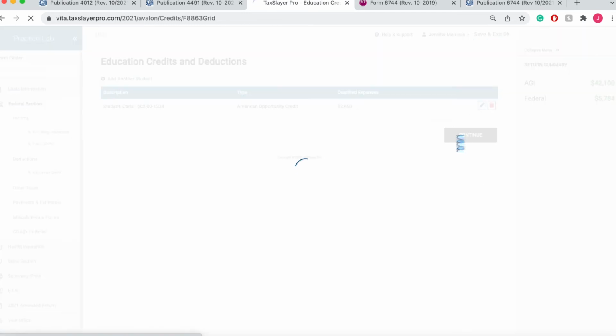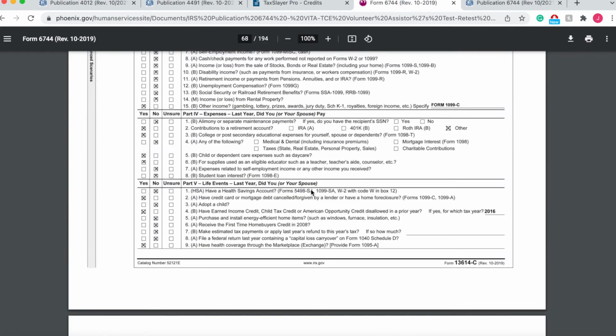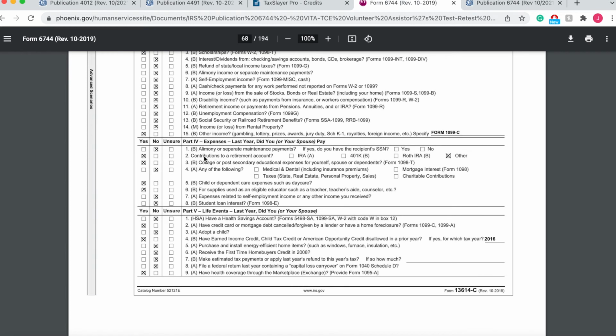See here, we've entered that. We're just going to go ahead and click continue and come back here. And so we see now that we've got that taken care of because it was on the W-2. And now we've got that taken care of here because it was on the 1098-T. So now what we're going to go ahead and do is we're going to enter the child or dependent care expenses.